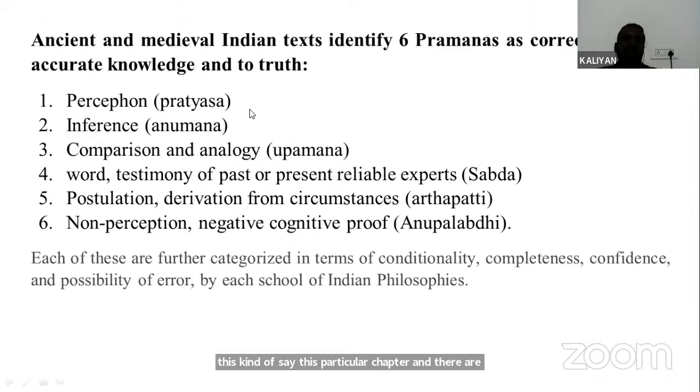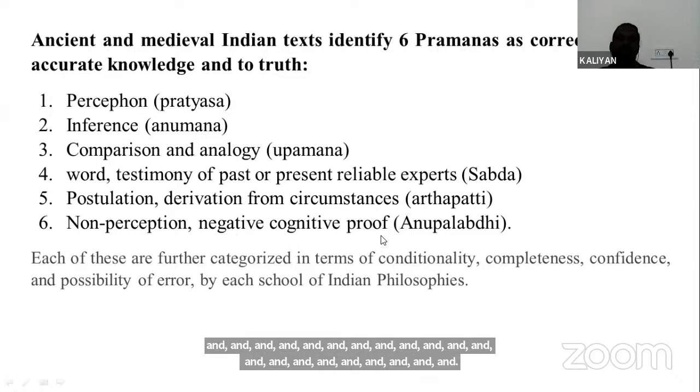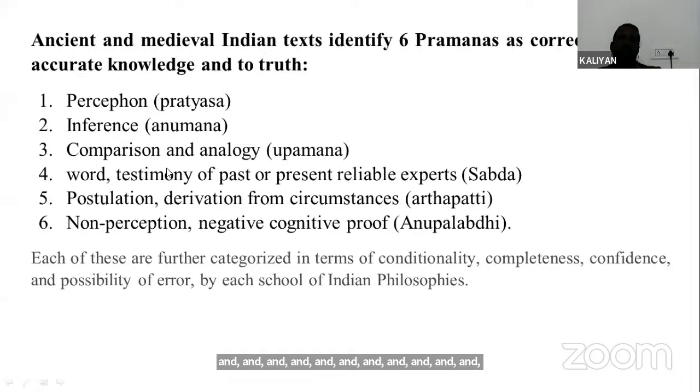We already discussed perception, pratyaksha, acquiring knowledge through the sense organs. Inference is the anumana, from the assumption. Comparison or analogy is the upamana, and word or testimony is sabda. Postulation or derivation is arthapatti, and non-perception, negative cognitive proof, is the anupalabdhi. So these are the 6 pramanas in the ancient and medieval Indian texts.